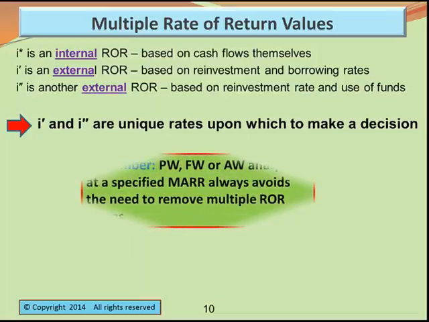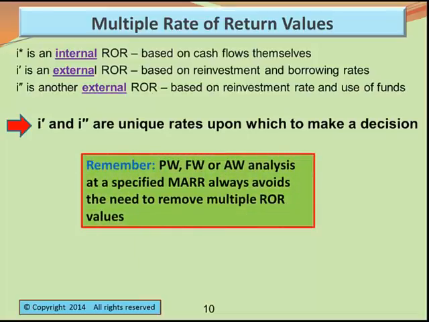It is vitally important that you always remember the following. All of these procedures can be bypassed if you perform a PW, FW, or AW analysis at a specified MARR. No multiple root problems are present with any of these techniques.